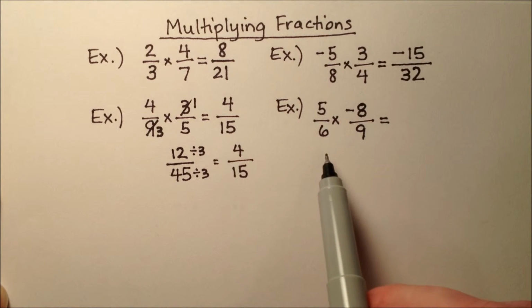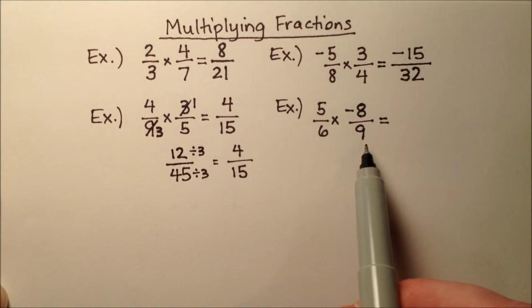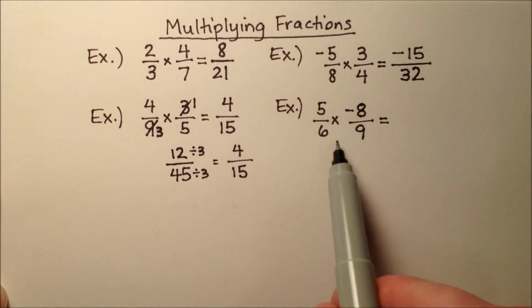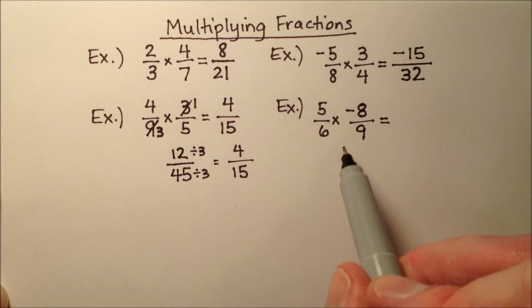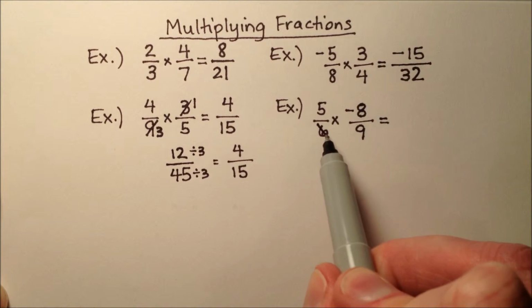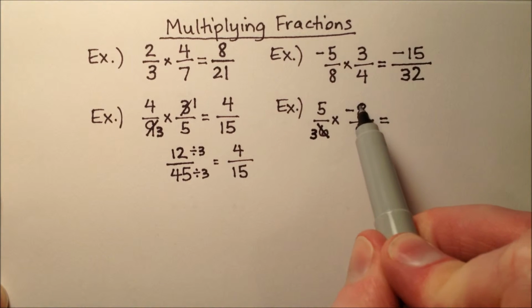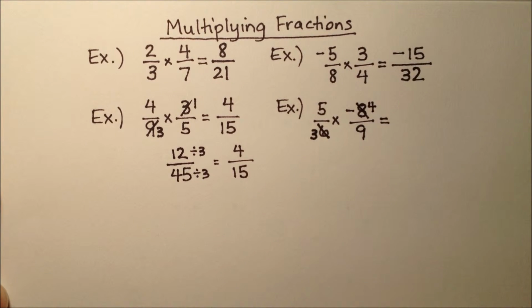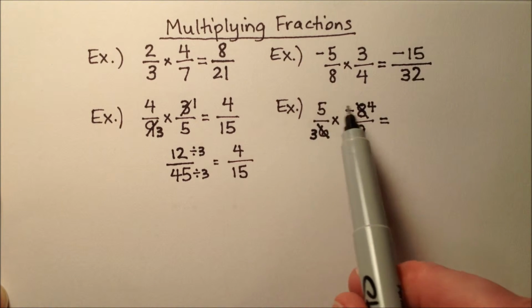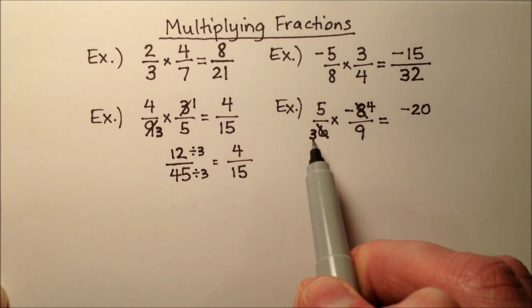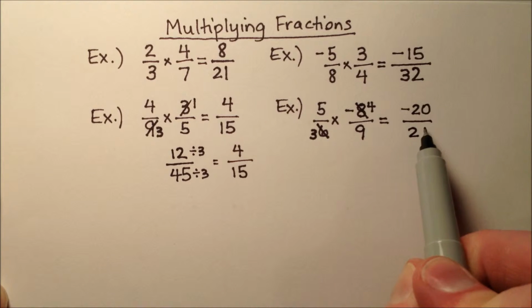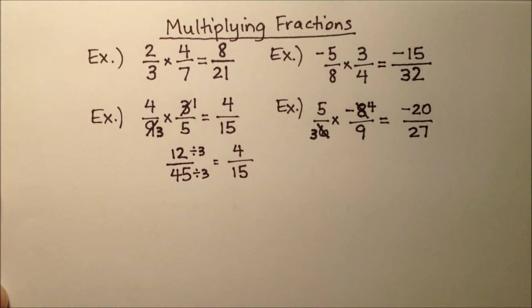In our second example, 5/6 times -8 over 9. You'll notice the 6 and 8 are both even, so I can factor a 2 out of both of those. So the 6 becomes a 3, and the 8 becomes a 4 whenever I cancel a 2 out of each term. Now when I multiply, 5 times -4 makes -20, and 3 times 9 makes 27. So my answer for this example is -20/27.